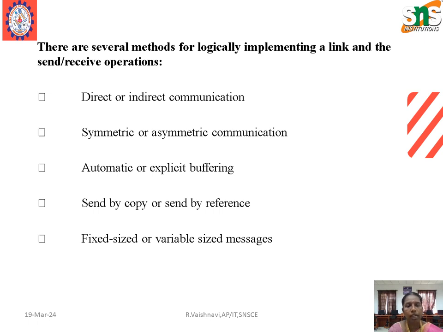First one, direct or indirect communication. Second one, symmetric or asymmetric communication. Third one, automatic or explicit buffering. Fourth one, send by copy or send by reference. Fifth one, fixed-size or variable-sized messages.